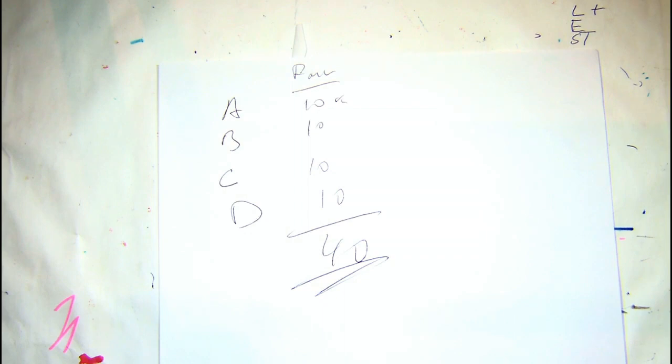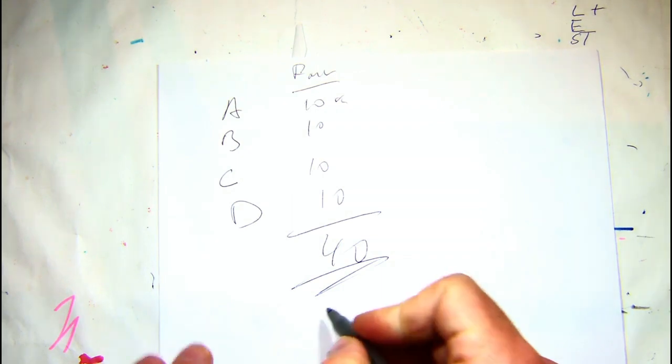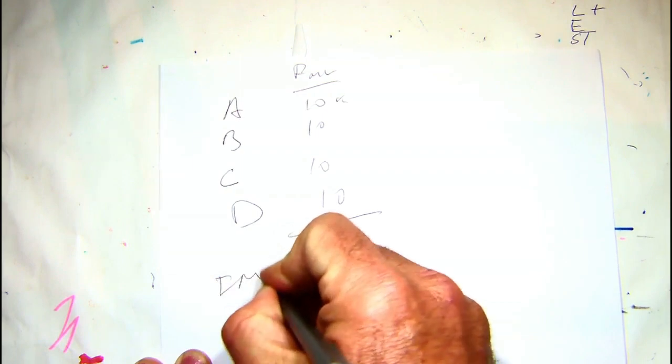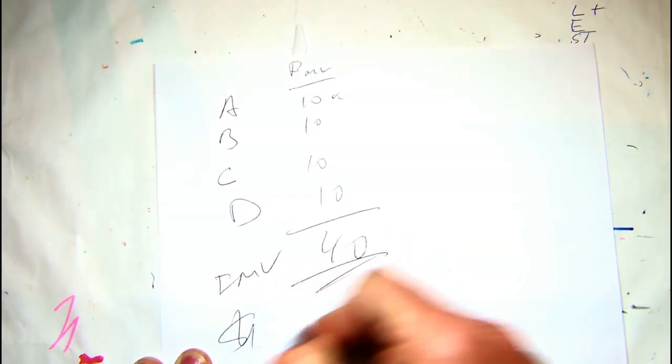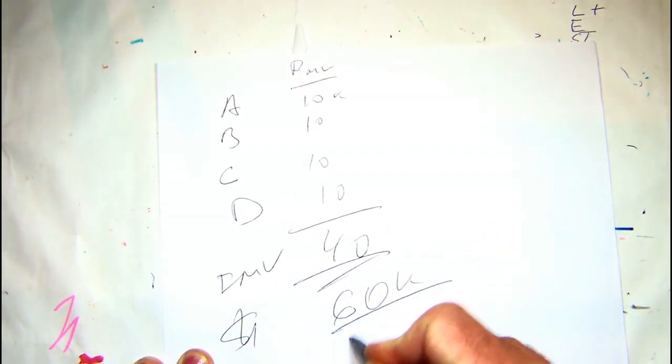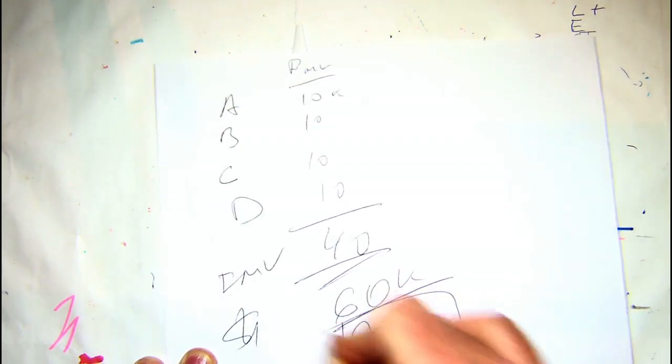Now, let's say somebody comes to buy your business. And let's say they offer 60,000 or million or billion. Okay? Difference 20. What is this 20?